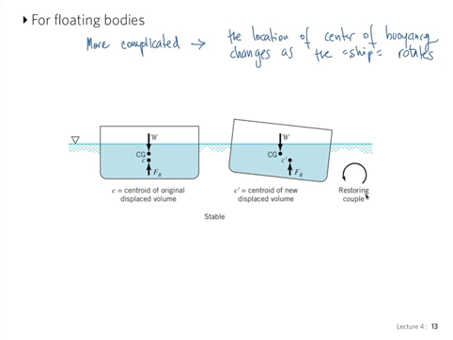So we could have a restoring couple in this situation where we rotate this ship a little bit, and the buoyant force shifts from C in this picture to C prime in this picture, because you see now the volume has moved a little bit and there's more volume on the right than on the left. And because of that shift of the point of action of the buoyant force, we get a new centroid of the displaced volume such that there is a restoring couple. So the determination of the stability of floating bodies is really complicated.